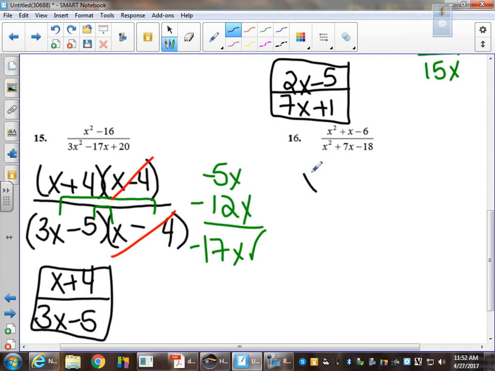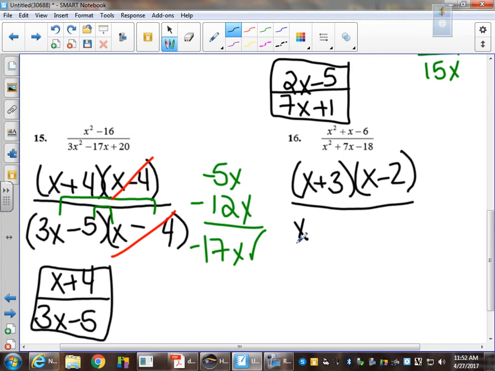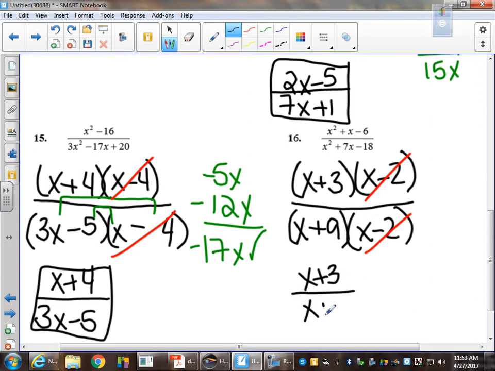Okay, number 16, we can factor the numerator. You're going to have x plus 3 times x minus 2 all over x plus 9 times x minus 2, because 9 times negative 2 is negative 18. 9x minus 2x gives us 7x. Look at that. We can cancel those away. We're left with x plus 3 over x plus 9. We're done.